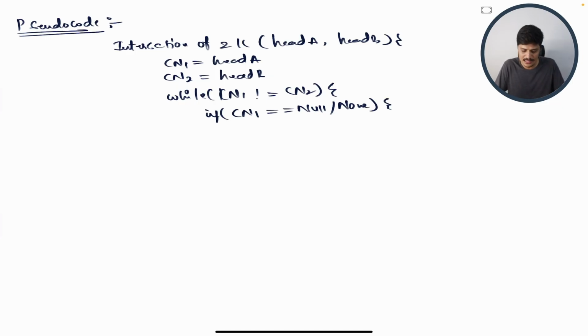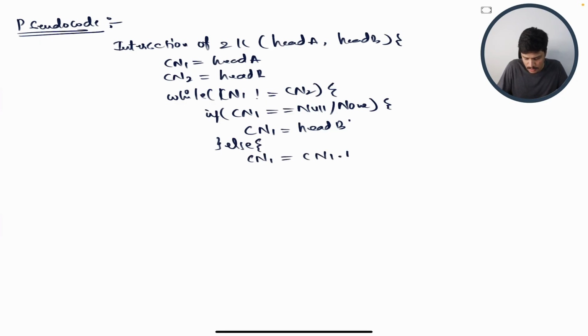If this is the case, what we need to do, we need to update it to the second singly linked list head node, because in the iteration process we have reached the end. That means that it should go ahead and point to the second singly linked list head. So cn1 is equal to head B. If this is not the case, then we have not yet reached the end, we will simply move on to the next node, cn1 equal to cn1 dot next.